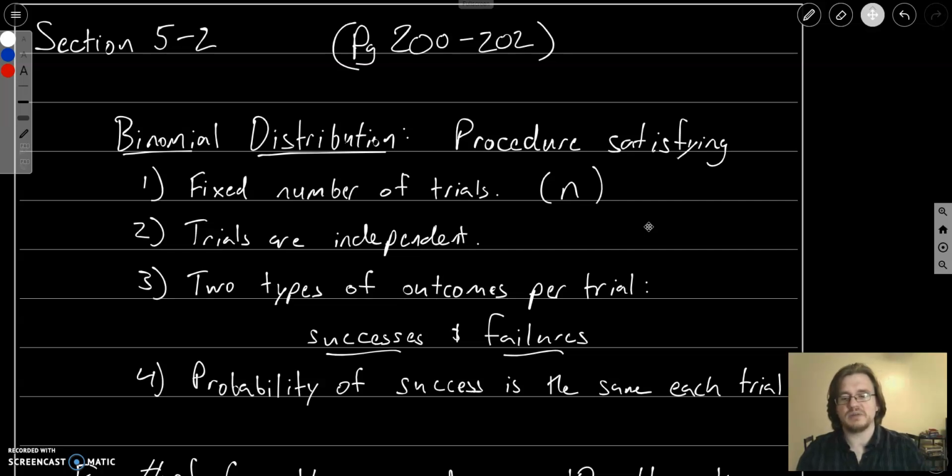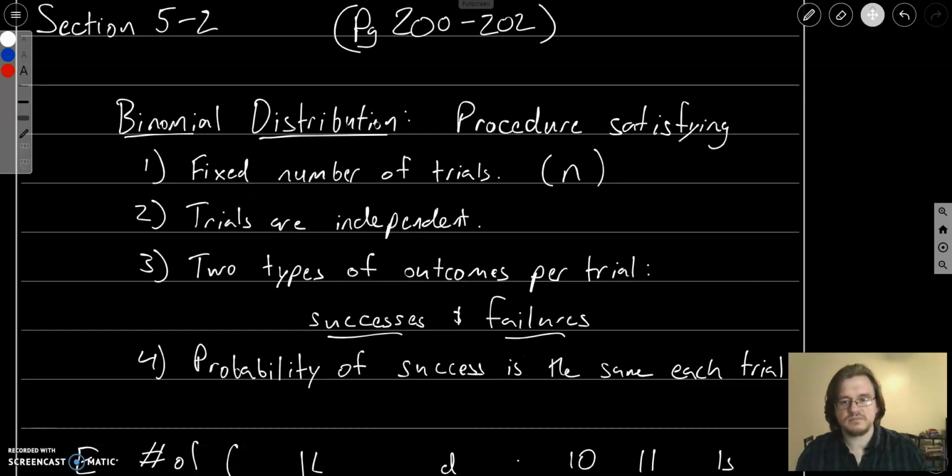And then the last thing is the probability of success in each trial has to be the same. So for instance, if we're flipping different coins and some of them are not fair and they don't land heads and tails equally, this won't work. We have to flip coins that have the same probability of landing heads each time.